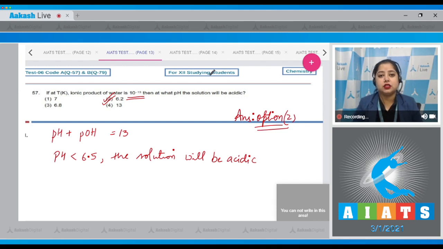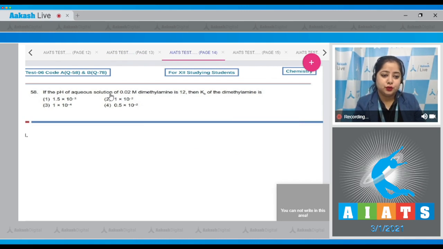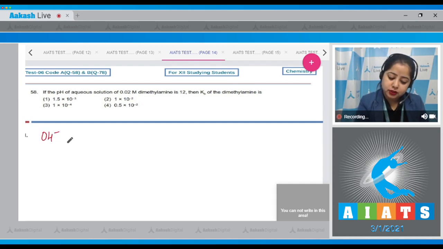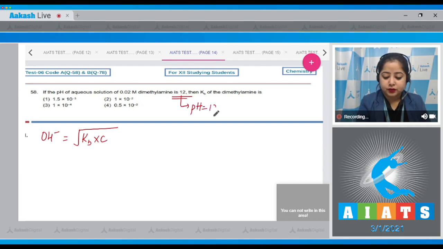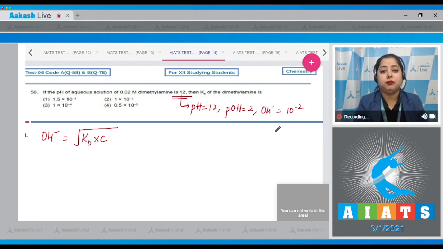Moving to next question, which is question number 58. Let's read it. If the pH of an aqueous solution of 0.02 molar dimethylamine is 12, then Kb of the dimethylamine is. Student, here the formula used is the concentration of OH ion is equal to under root of Kb into C. Here we are given that pH is equal to 12. That means pOH is equal to 2. That means the concentration of OH ion is equal to 10 raised to the power minus 2.